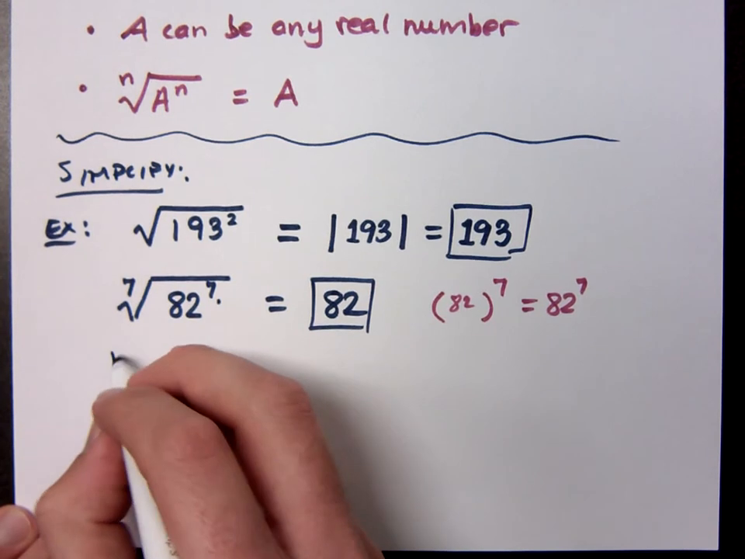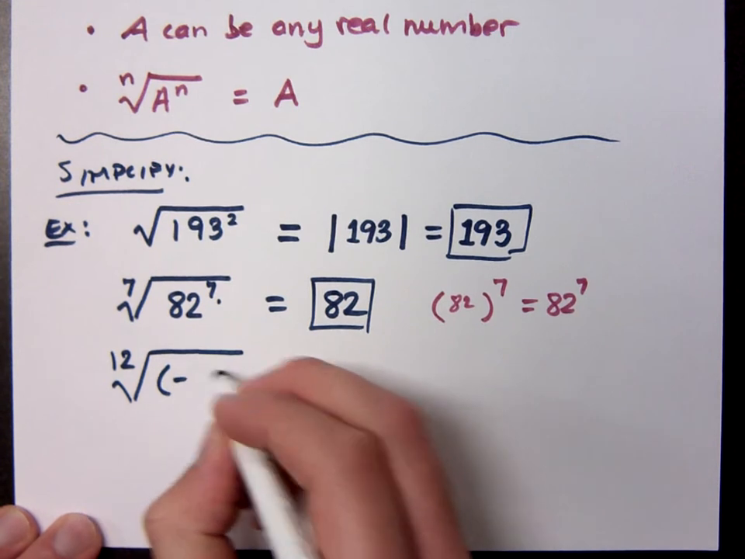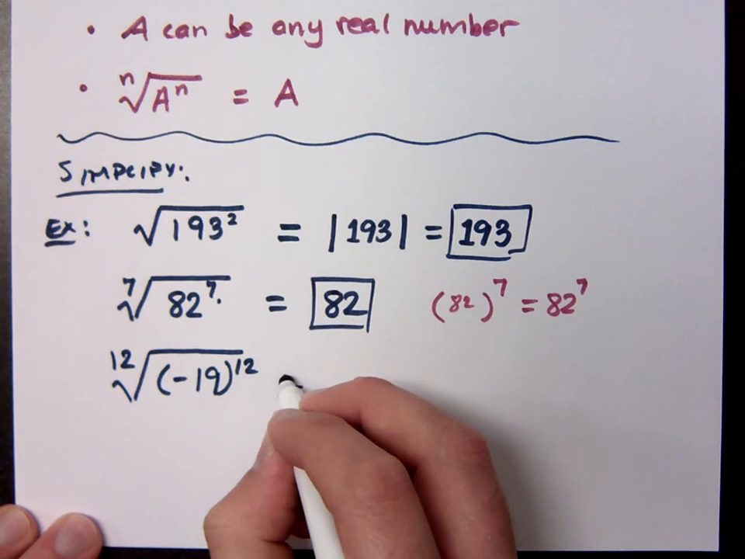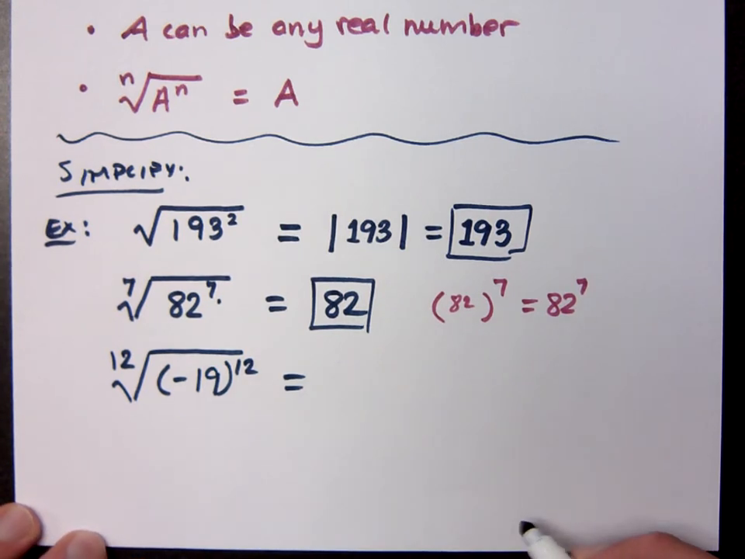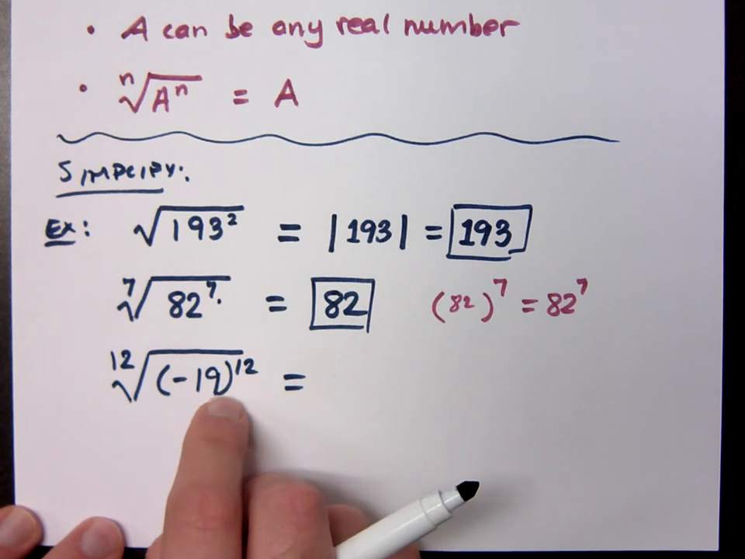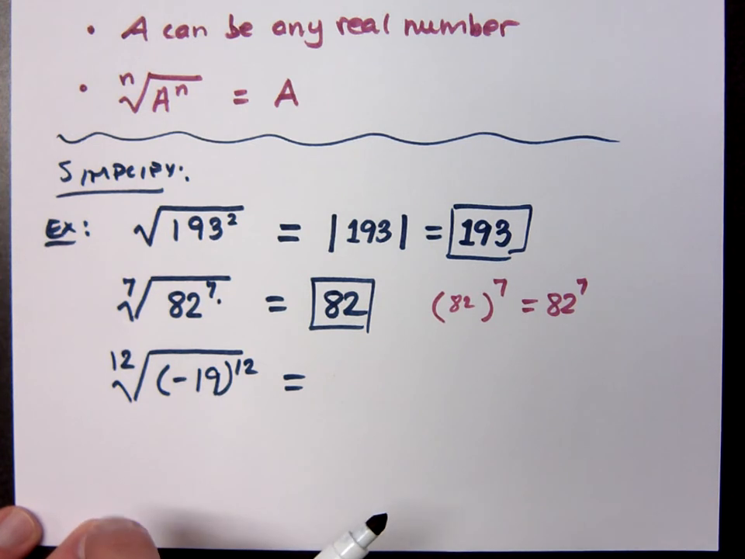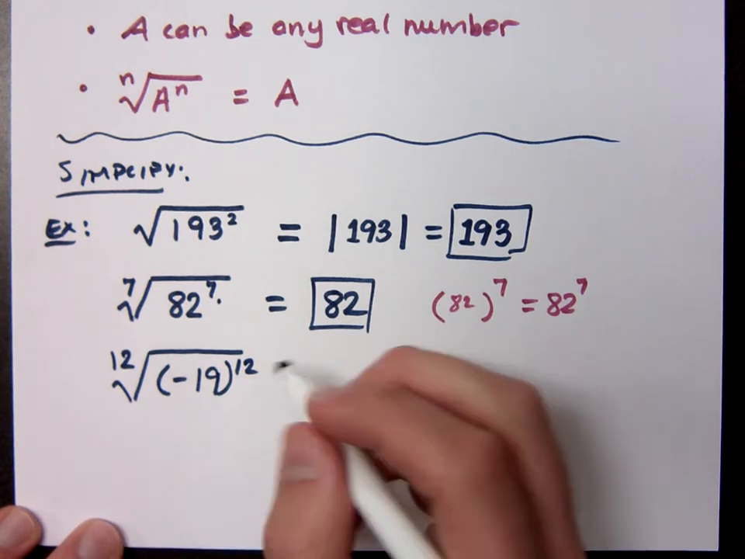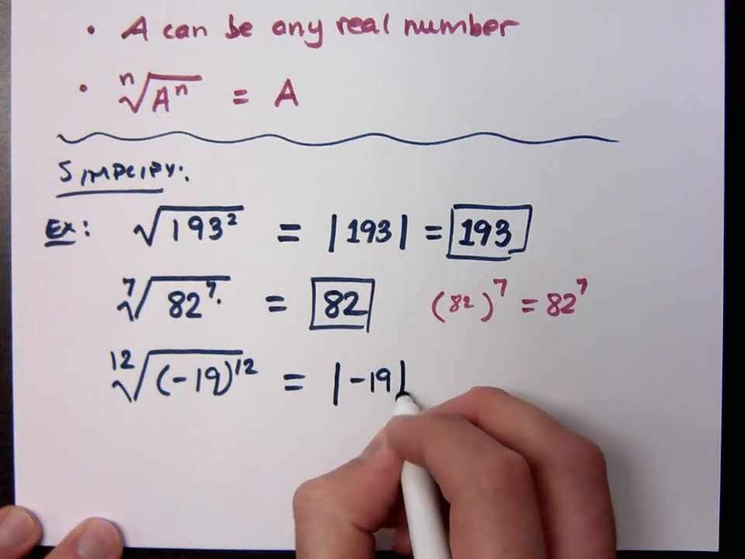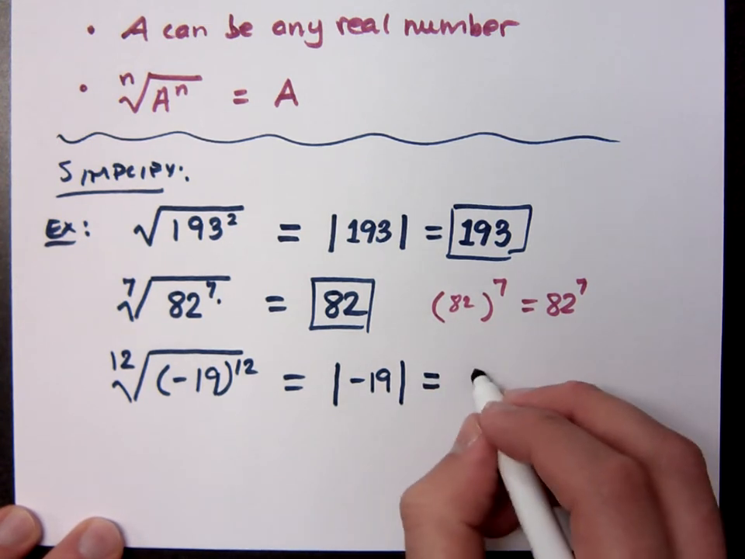Now if I have the 12th root of negative 19 to the 12th power, notice how the index and the power match up, right? The answer a lot of students would want to say is negative 19, but that's not right. It's the absolute value of negative 19, which of course just equals 19.